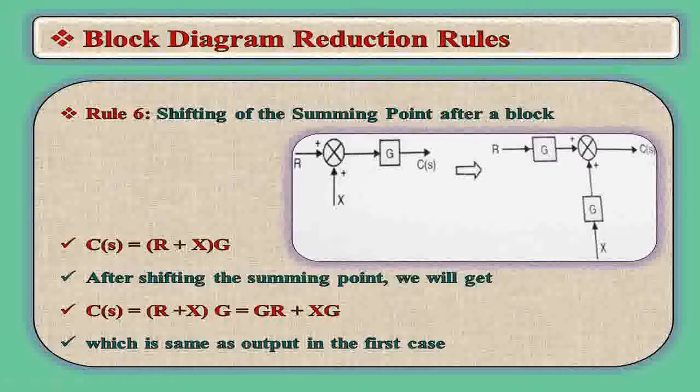After shifting the summing point, we will get the output C(s), which is the same as output in the first case. Hence, to shift a summing point after a block, we need to add another block having the same transfer function at the summing point as shown in figure.